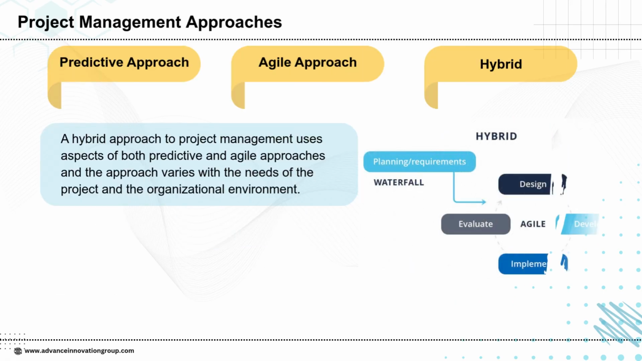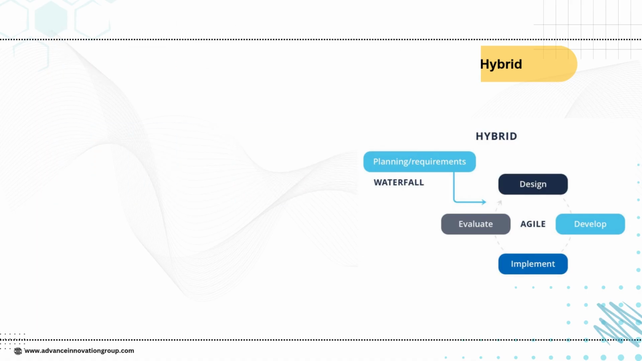The hybrid approach combines elements of both predictive and agile methods, making it flexible to adapt based on the project's needs and organizational environment. It allows structured upfront planning like the predictive approach while also incorporating iterative cycles of design, development, implementation, and evaluation from Agile, ensuring both stability and adaptability.